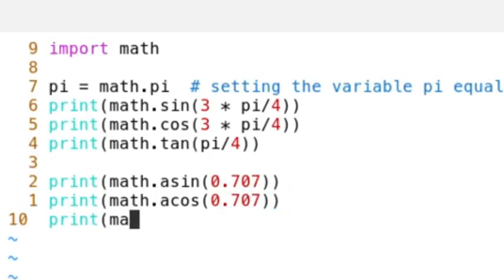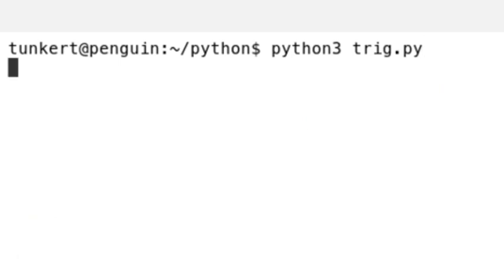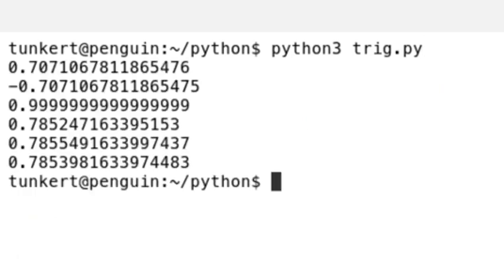We can also do arctangent. So if we do 1 here, we should get back the exact value of pi fourth radians. All right, so let's run that. And okay, so the next one, the 0.7853, is the exact value of pi fourth radians, at least as approximated by Python to however many decimal places are there.